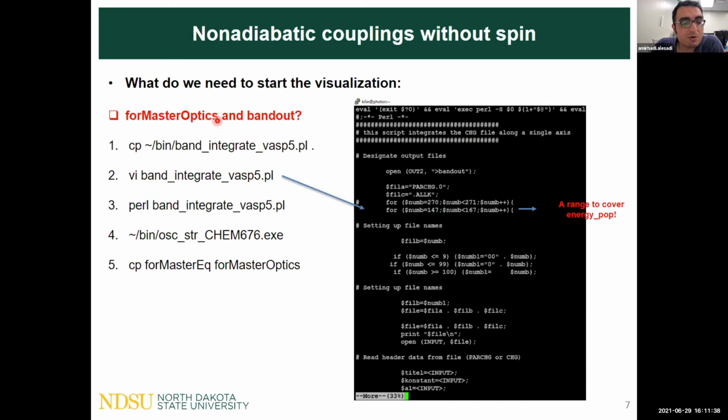file. And for the formaster optics file, I'm using this command, oscillator strength, named chemistry 676, but I think maybe Aaron, Yulan, and Dr. Killen's group use another file. I'm not sure about that. You can check that later, but this file is available in the bin directory and works well. After running this code, it will give us the formaster EQ file that we can simply copy and name as master optics, which is used in the Matlab file to plot this value.